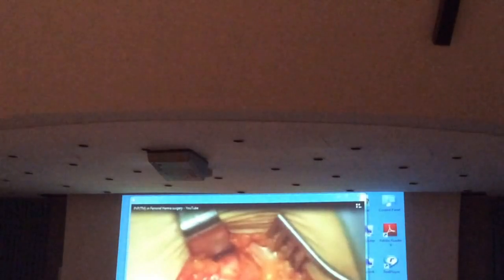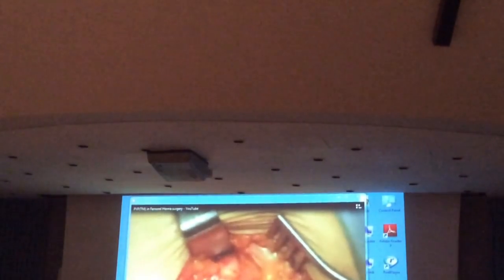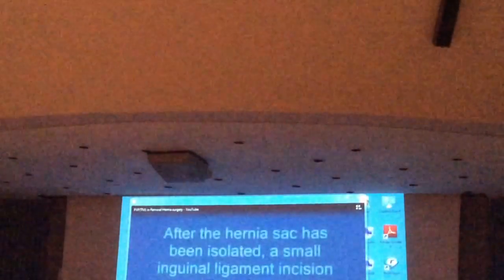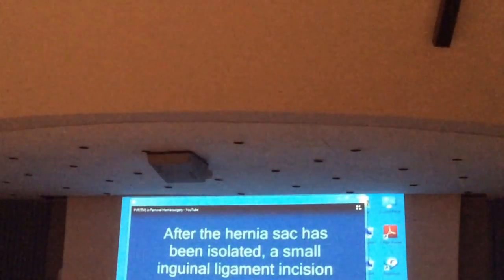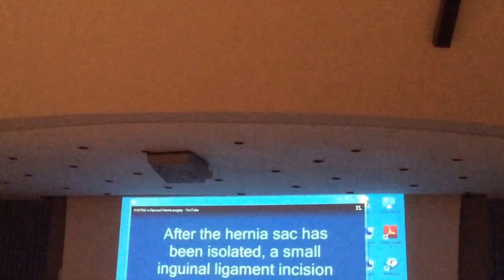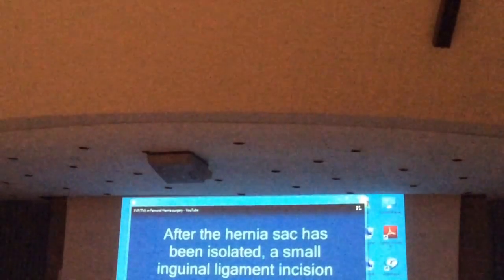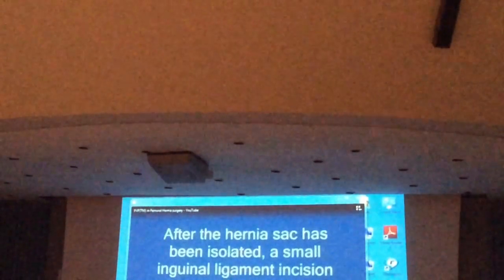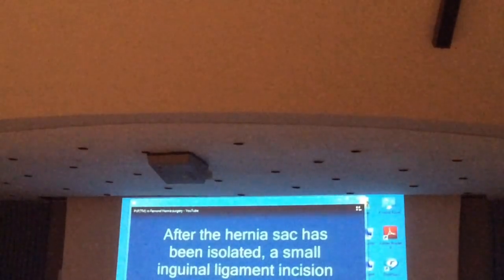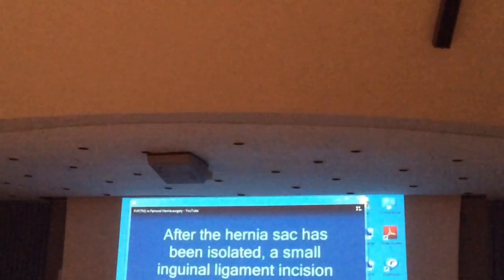You see this structure here, very thick one. This is the inguinal ligament, okay? So after the herniated sac has been isolated, a small inguinal ligament incision was made. Why? They made a small incision in the inguinal ligament to facilitate what? The reduction of the hernia, to return it back.